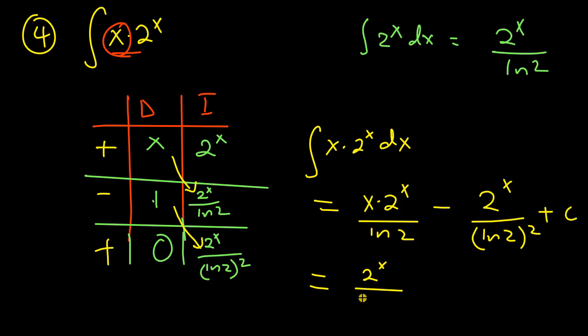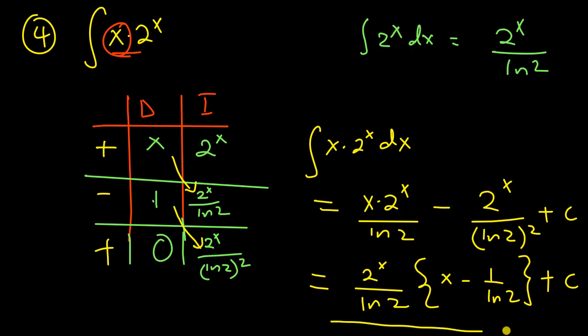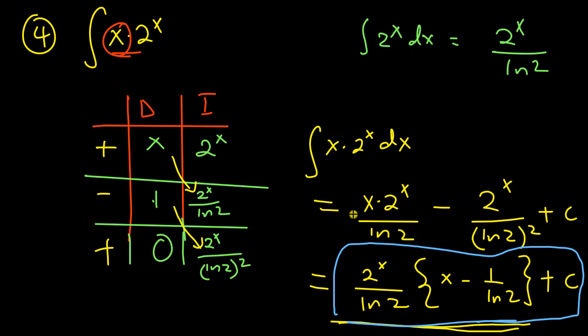So I factorize out 2 to the power x divided by natural log of 2. What do I have inside the brackets? That's x minus 1 over natural log of 2, if that helps, plus a constant of integration, and that's our final solution for this. Alright, so that looks awesome. Again, you can see how useful and short the DI method can be. And we have just one more problem to go.